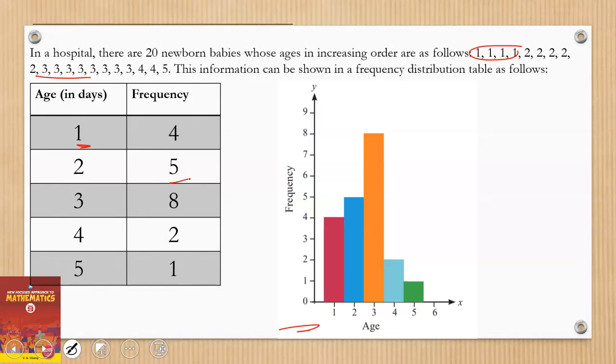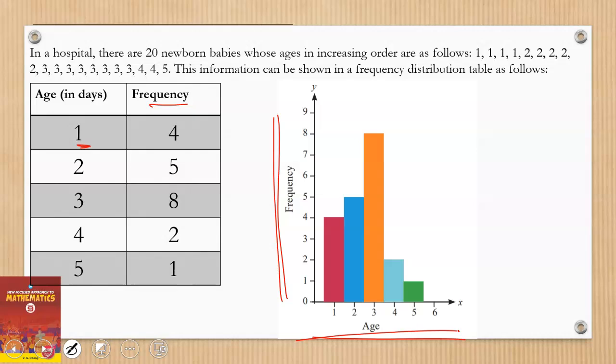Now if you look at the table that we have here, we are going to plot the ages in terms of the frequency. The ages will represent the x component, and then that of the frequency also here. So we plot the frequency on the vertical side, and the ages on the horizontal side.